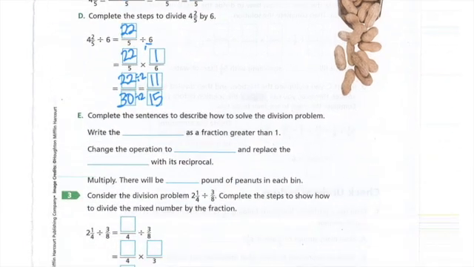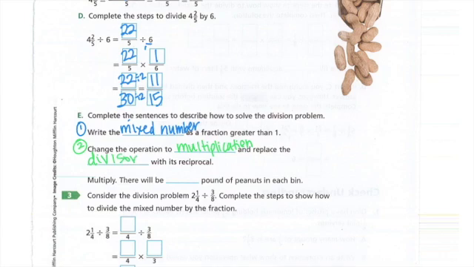Complete the sentences to describe how to solve the division problem. Okay, this is important. First, we're going to write the mixed number as a fraction greater than 1. Then we're going to change the operation to multiplication and replace the divisor with its reciprocal. And lastly, we're going to multiply.